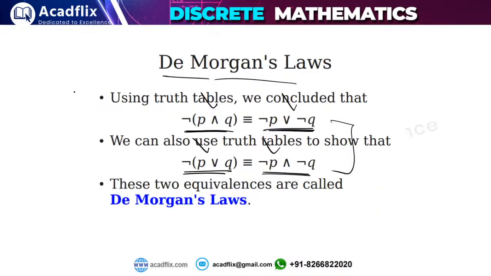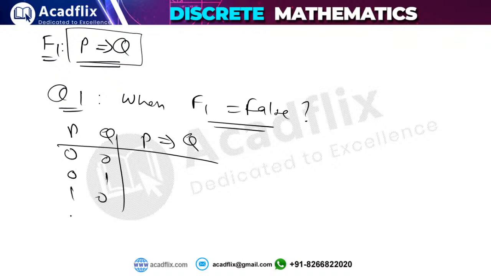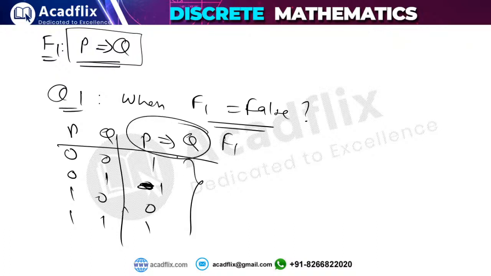Now let's see the next point. I asked you this question: this formula F1, P implies Q. When is this formula F1 false? Remember, if you see the truth table of P implies Q, yesterday also we have drawn this truth table, many times. This formula is F1, meaning P implies Q. Remember, this is true in all the cases except one. This is the only case in which F1 is false.